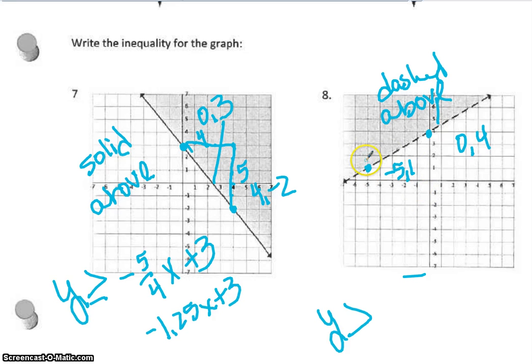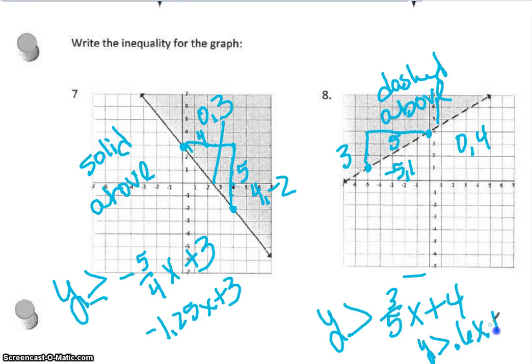And you can take those to stat, or you can count out your rise over your run. 1, 2, 3. 1, 2, 3, 4, 5. So it's going up to the right. It's positive 3 over 5x plus 4. Or if you did it at stat, you ought to have y is greater than 3/5, which is 0.6x plus 4. Either one of those will work.